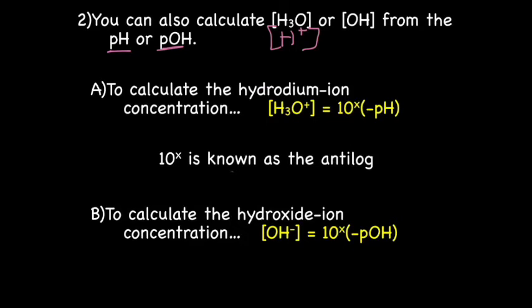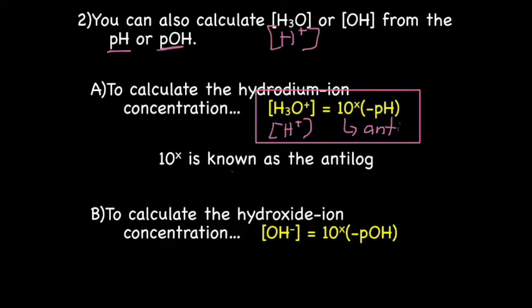All right, so to calculate the hydronium concentration, or again, the H+ concentration, you're going to use this formula here. The concentration of H3O equals 10 to the x of the negative pH. Okay, 10 to the x is what we call the anti-log. And to calculate the hydroxide ion concentration, you're going to use the formula hydroxide concentration equals 10 to the x, or anti-log, of negative pOH.